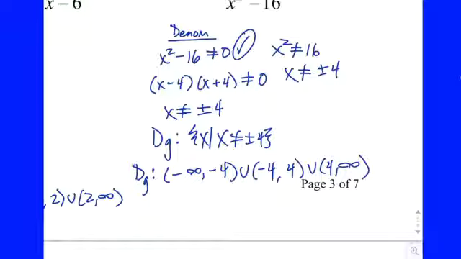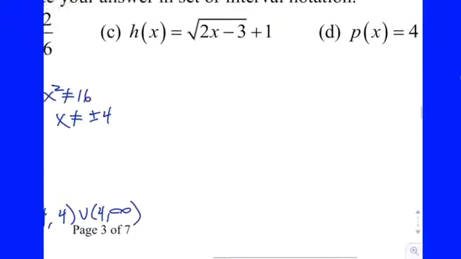All right, any questions on that? We've done two now where we've just had a denominator. We say the entire thing can't equal 0, and we solve, and then we write our answers. Everyone good on that? Okay, good. Well, let's move on to the next one then.